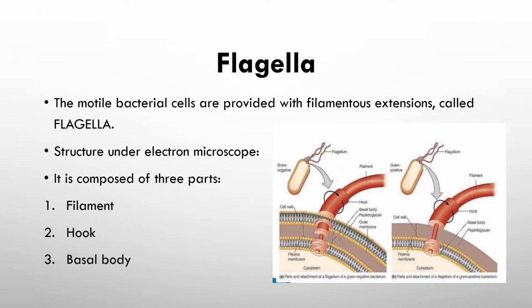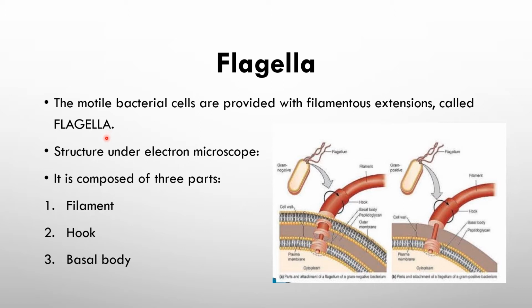First, we are going to discuss the flagella. The motile bacterial cells are provided with filamentous extensions called flagella. The bacteria which can move, which are motile, do so with the help of the extensions, that is, appendages known as flagella. Flagella are known as the motile appendages.